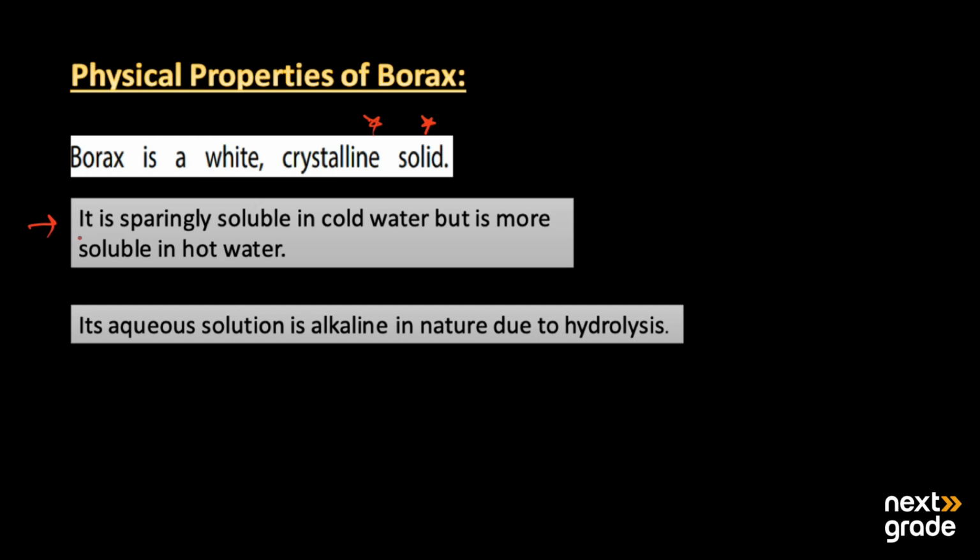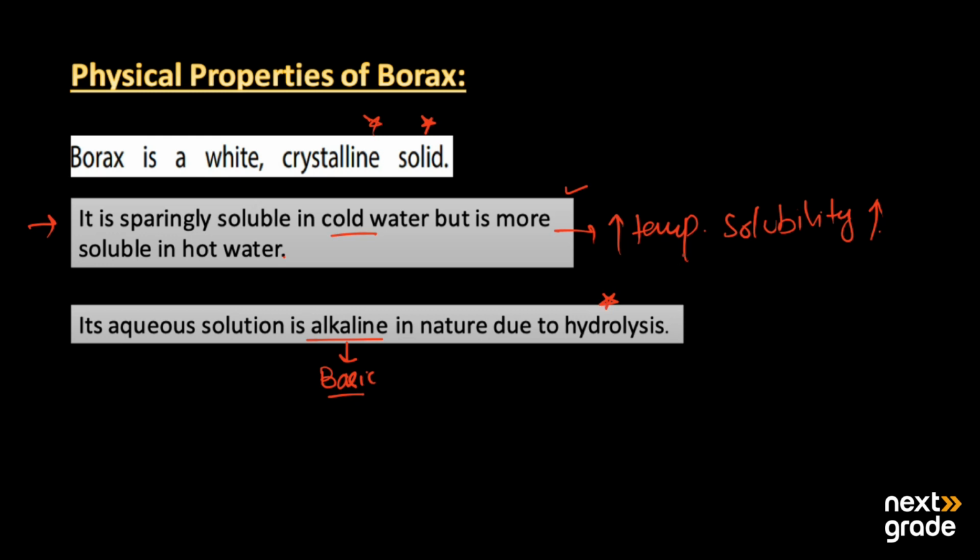Next, the second property: it is sparingly soluble in cold water, but more soluble in hot water. It means when we increase the temperature, its solubility in water also increases. So somehow we can also say that it is polar in nature. Then its aqueous solution is alkaline in nature. Alkaline means its aqueous solution is basic, and this is due to hydrolysis, because when we add water it gets dissolved.